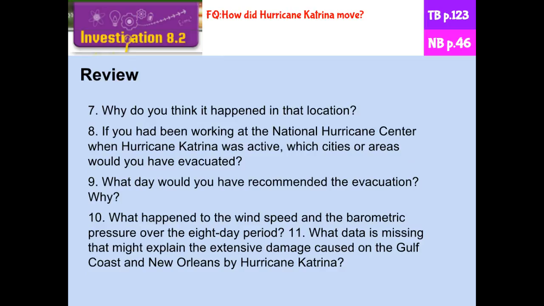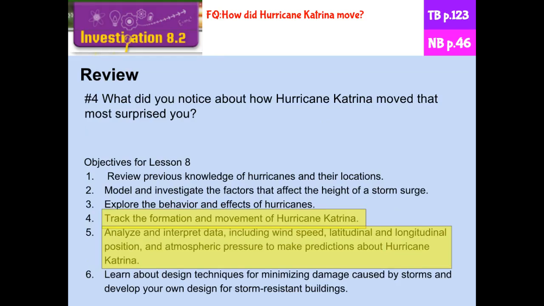All right, a little bit more also. Why do you think this happened in this location? If you had been working in the National Hurricane Center, which cities or areas would you have evacuated? On what day would you have recommended the evacuation? And what happened to the wind speed and barometric pressure over the 8-day period? And then number 11, what data is missing that might help explain the extensive damage caused on the Gulf Coast and New Orleans by Hurricane Katrina?